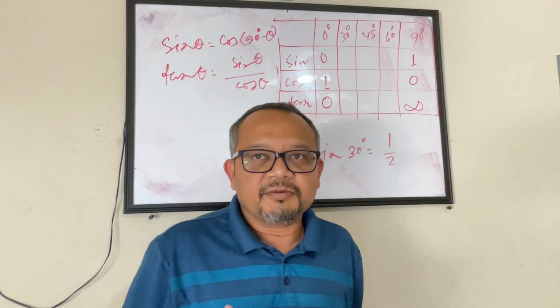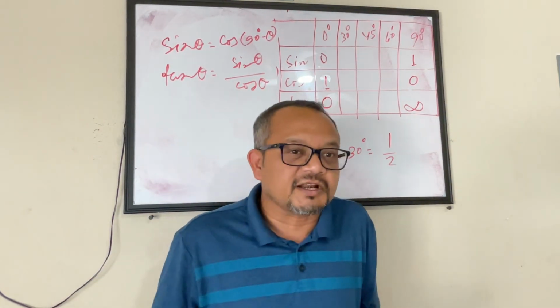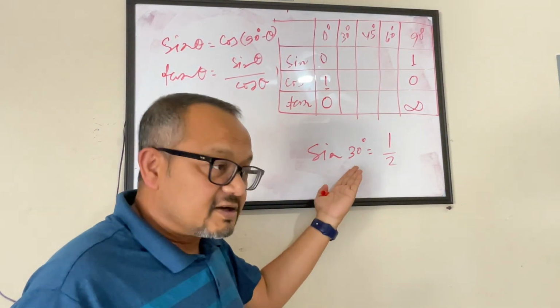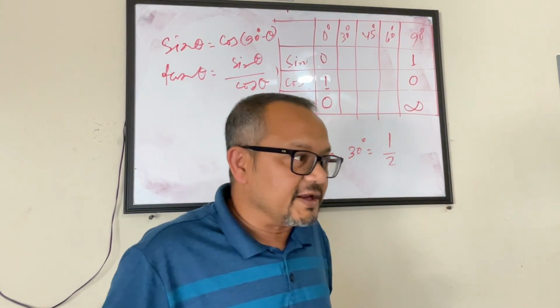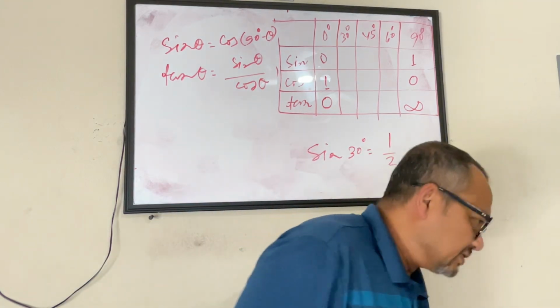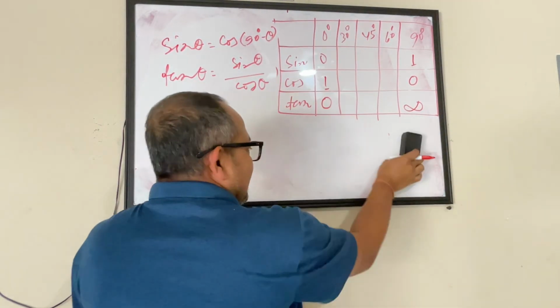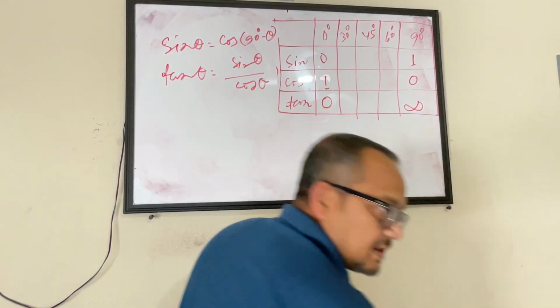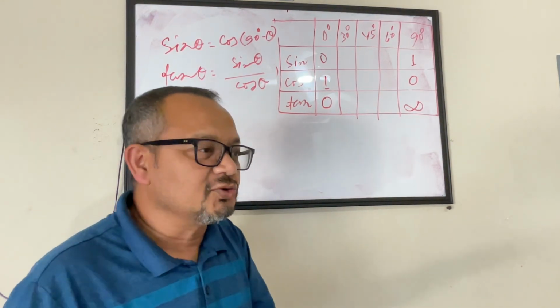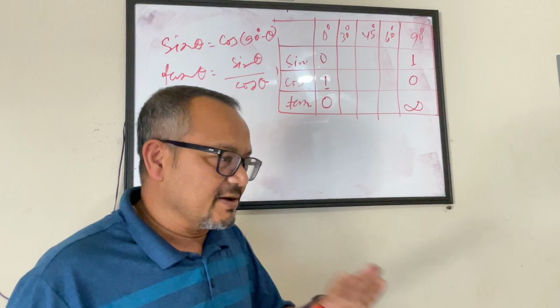But my inherent behavior is I don't trust anybody. Meaning, sine 30 degree is 1 by 2, but why? How? That is what we are here for. So, let's try finding it out. We'll find it and we'll prove it, so that you are not forced to trust what I'm saying.